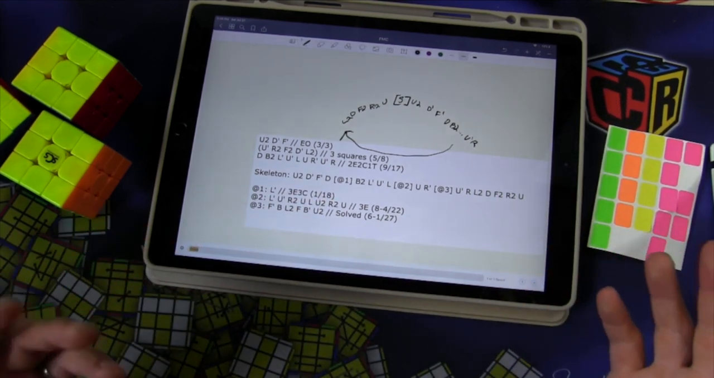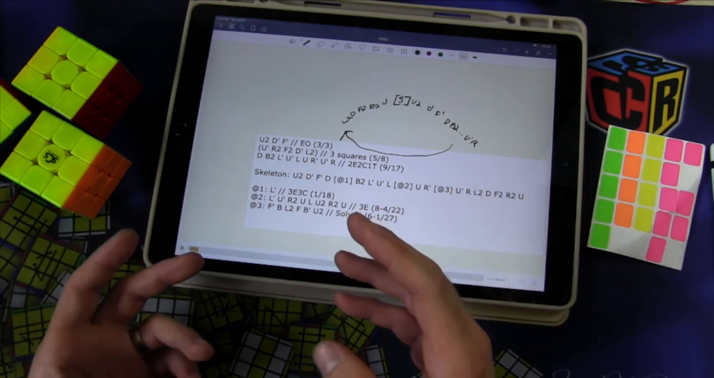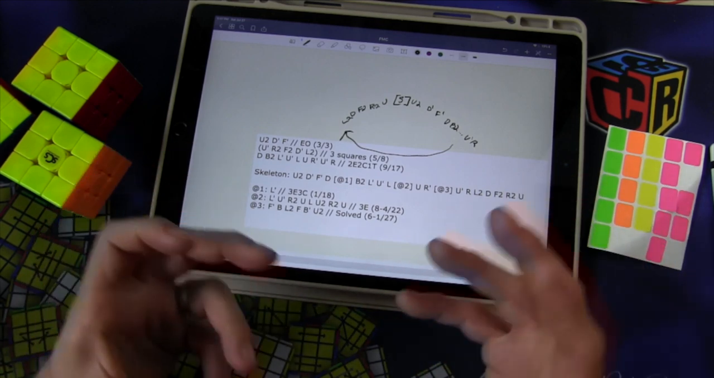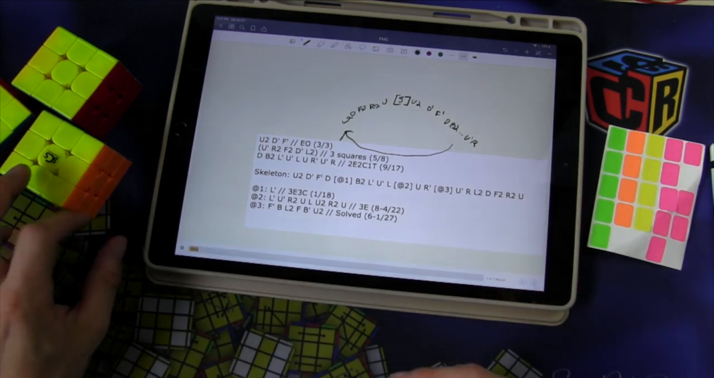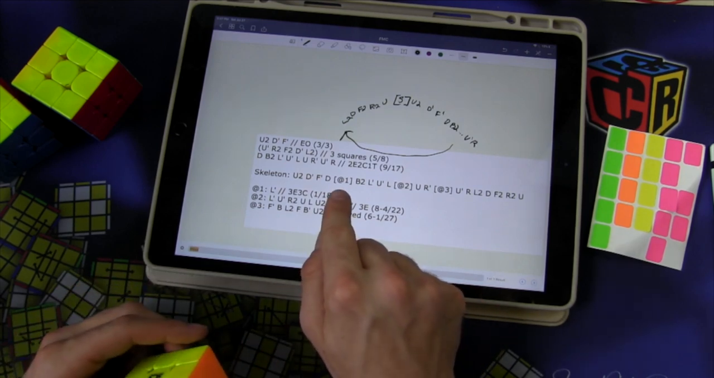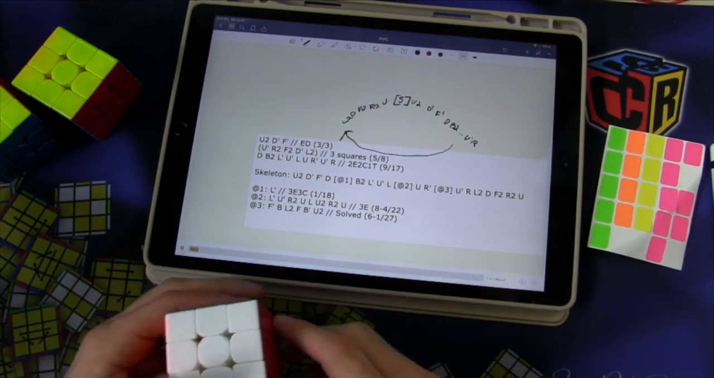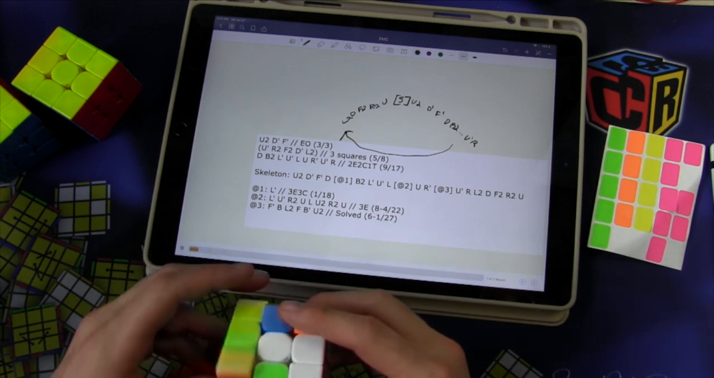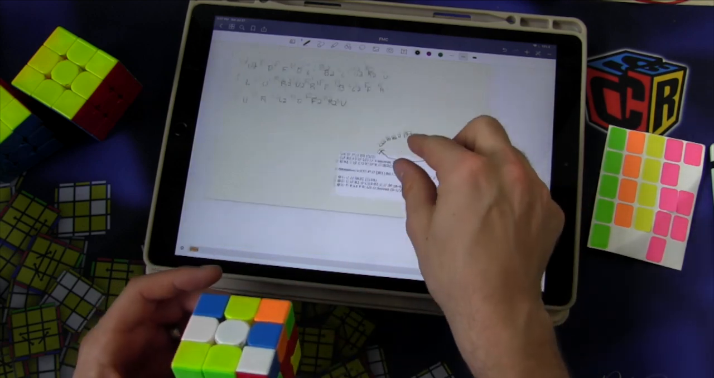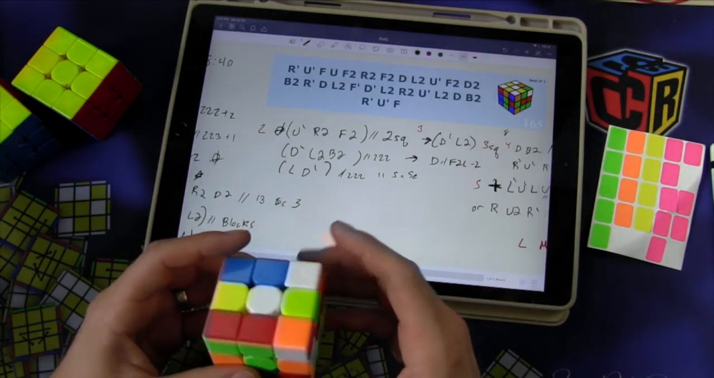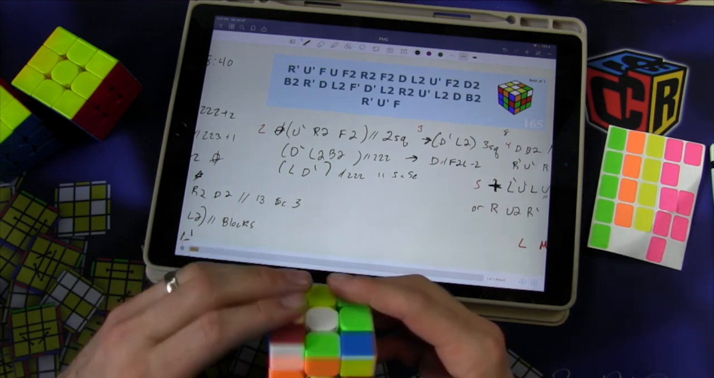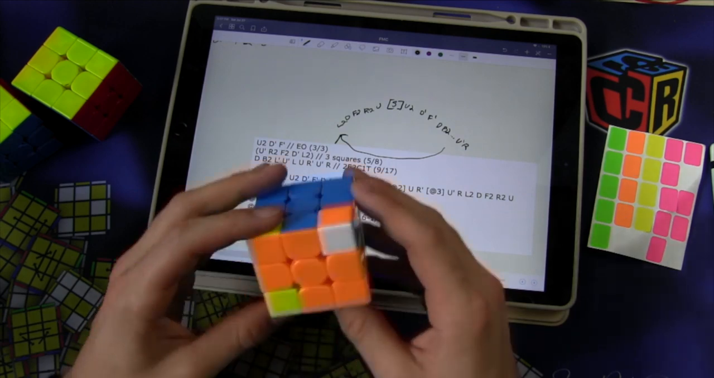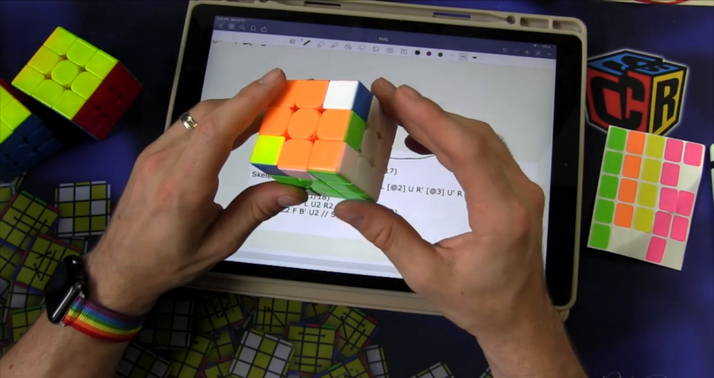And what I did was I looked for a spot where all of the misoriented pieces are on the same layer, or often I'll find a spot that can work really well to do, let's say, a sexy move. Right here, I found that if I start my solution from there and do B2, L prime, U prime, L, U, R prime, U prime, R, L2, D, F2, R2, U, and then I do this scramble, R prime, U prime, F, U, and then I do the rest of my solution that I have, U2, D prime, F prime, D, I get all the pieces on the same layer.